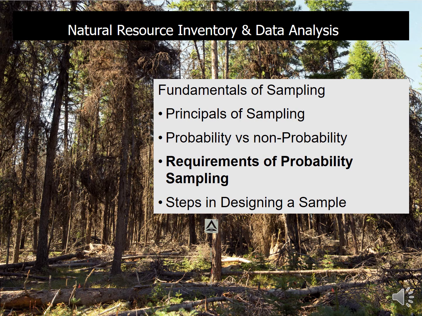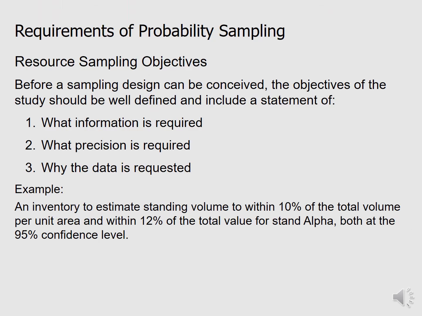Moving forward in this course, we will exclusively focus on probability sampling, and now look at the things we need to ensure for a probability sampling process to be successful. An idea we will come back to, but that is important to consider before designing a sampling process, is that the study's objectives need to be clearly defined and include details about what information is required, what precision is required, and why the data is being requested.